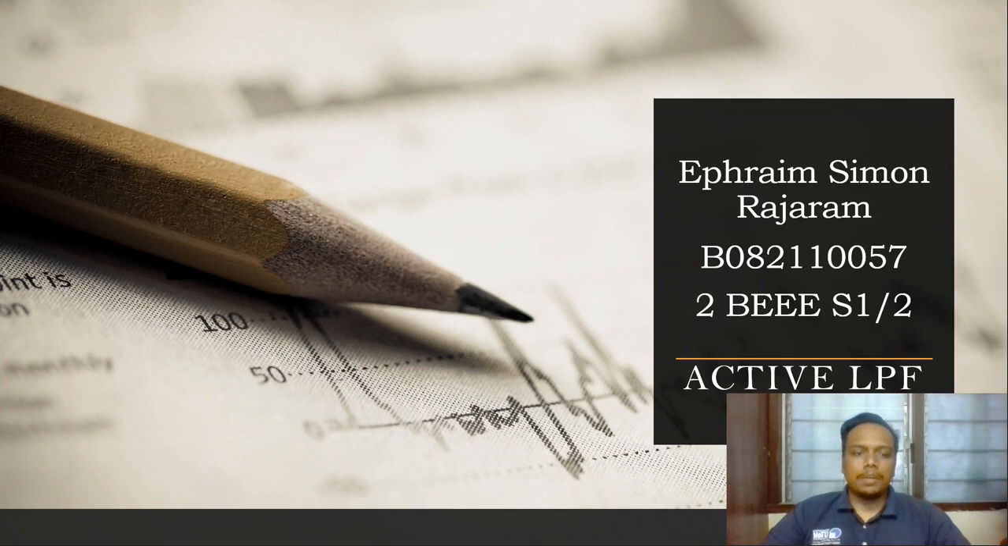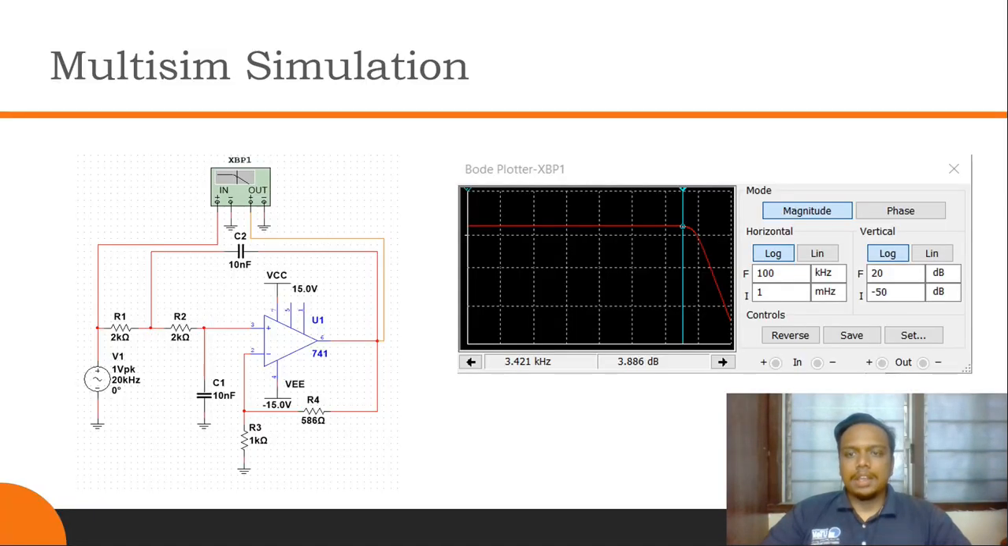And I'll be talking about the active LPF, or low pass filter. This is an example of a filter circuit. An active low pass filter uses an op amp, or operational amplifier, as its main amplifying device, along with resistors and some capacitors. This is to provide filter-like performance at low frequency.